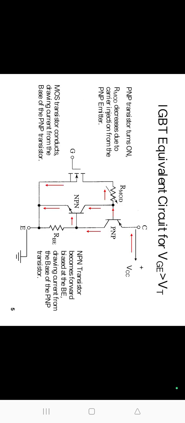Next one, the latch up in IGBT. Latch up means IGBT remains in on condition even if gate drive is removed. Causes of latch up: drop across the body region resistance is sufficient to turn on NPN transistor T2.